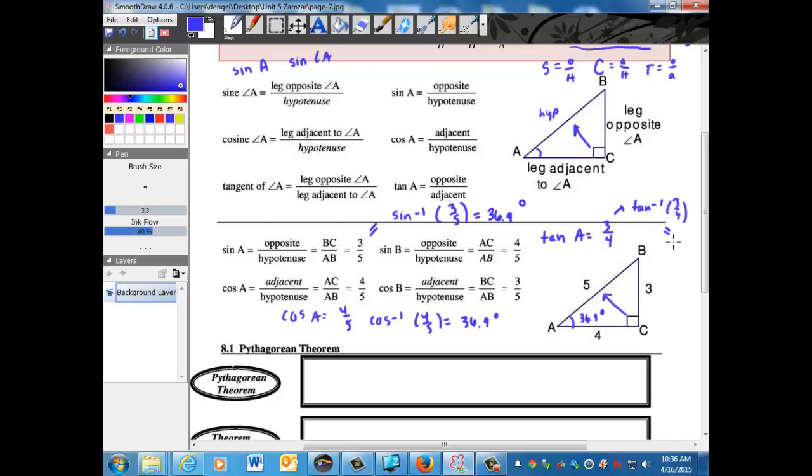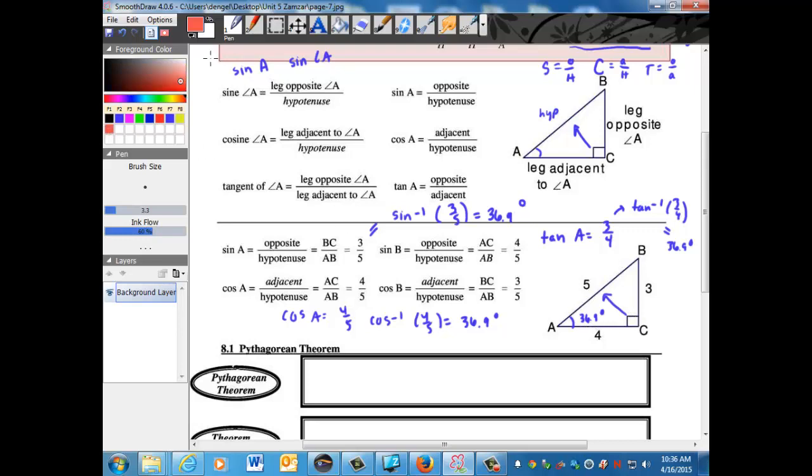And when I enter that in, I get 36.9 degrees, as I should. And so that's why we use trig. All right, we're using trig to find the interior angles. We can also use trig, we'll find out later, to find the side lengths of right triangles.